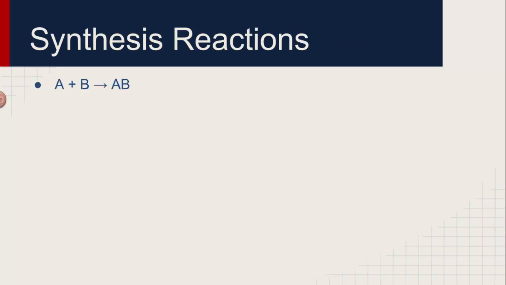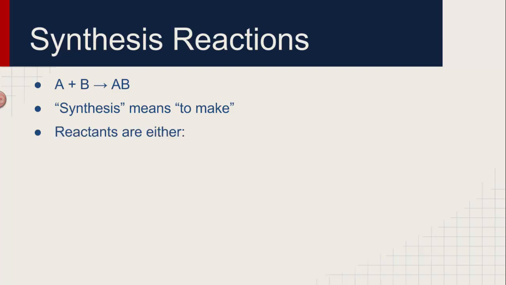The word synthesis means to make something. The general form of a synthesis reaction is 2 things, A and B, combine together to make one product, AB. Now the reactants that we'll encounter are either going to be a metal and a nonmetal, or 2 nonmetals. That's it. So anytime you're looking at a chemical reaction on the reactant side, on the left side, you see a metal and a nonmetal element, or 2 nonmetals, it has to be a synthesis reaction.